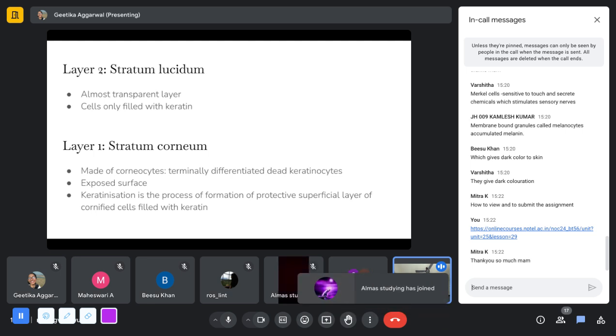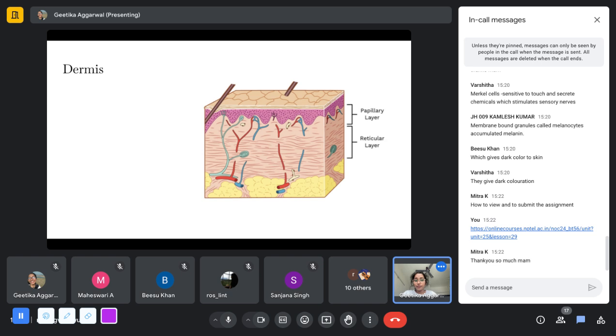Okay, so this was all about the 5 layers of epidermis that are found in the skin. Now let's move on and discuss the dermis. The dermis is the layer that is found just beneath the epidermis, and it can be divided into 2 layers: the papillary layer and the reticular layer.